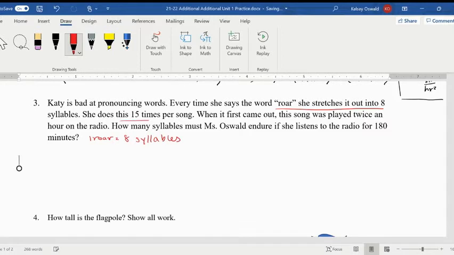She does this 15 times per song. There's another conversion factor. We see that word per. So we have 15 roars for every 1 song. When it first came out, the song's played twice an hour. There's another conversion factor. We have 2 songs for every 1 hour. So 1 hour and 2 songs are the same thing.